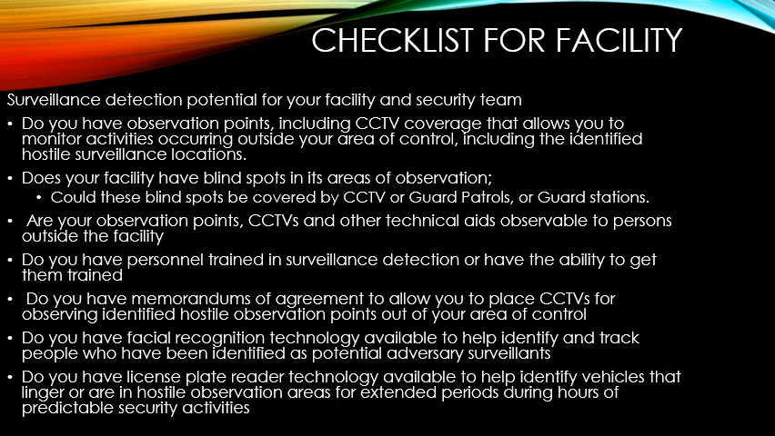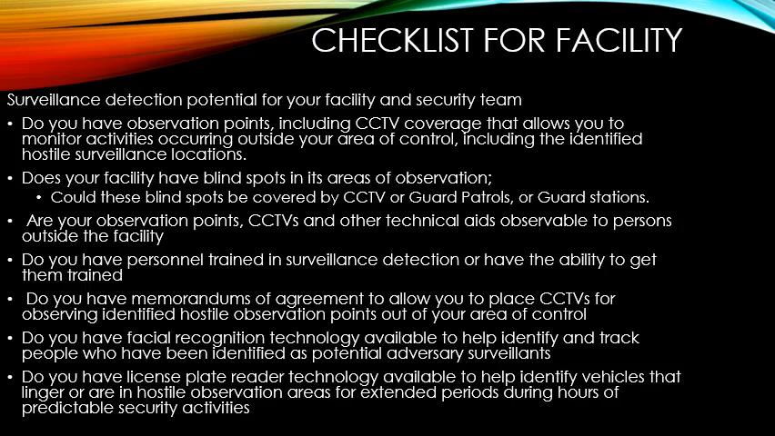More on the checklist. Surveillance detection potential for your facility and security team. Do you have observation points, including camera coverage, that allow you to monitor activities occurring outside your area of control, including the identified hostile surveillance points? Does your facility have blind spots in its area of observation? Could these blind spots be covered by CCTV, or other type of camera or guard patrols or guard stations? Are your observation points, cameras, and other technical aids observable to persons outside the facility?